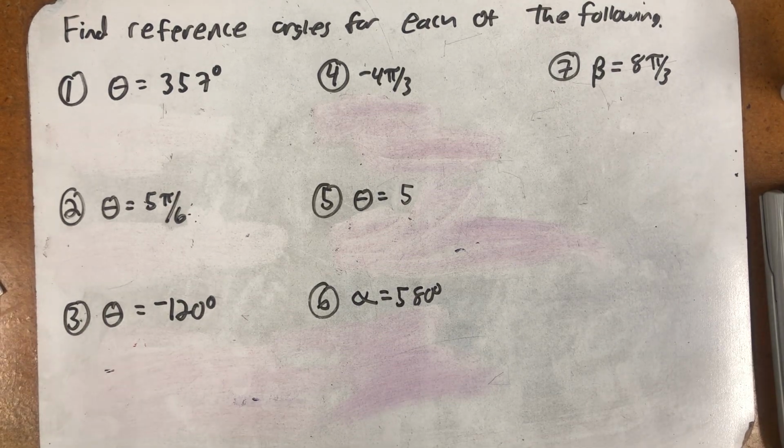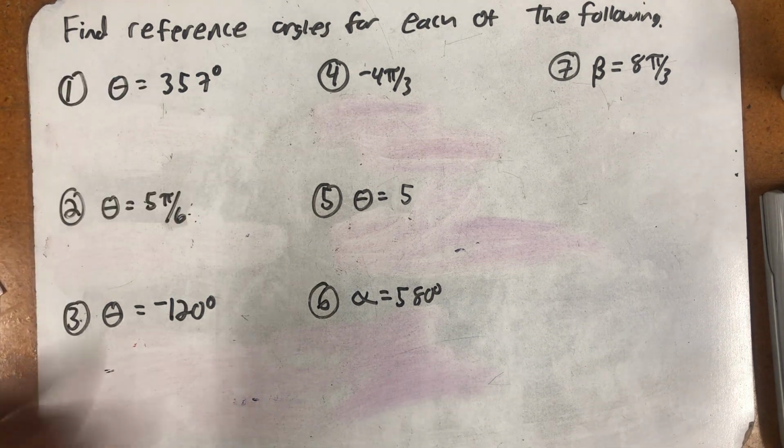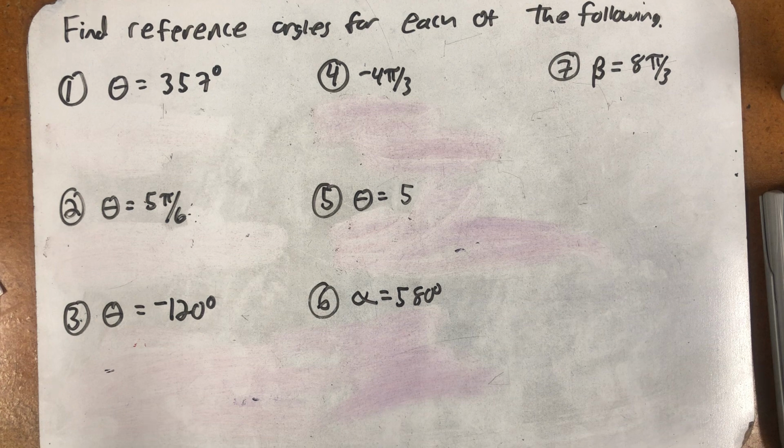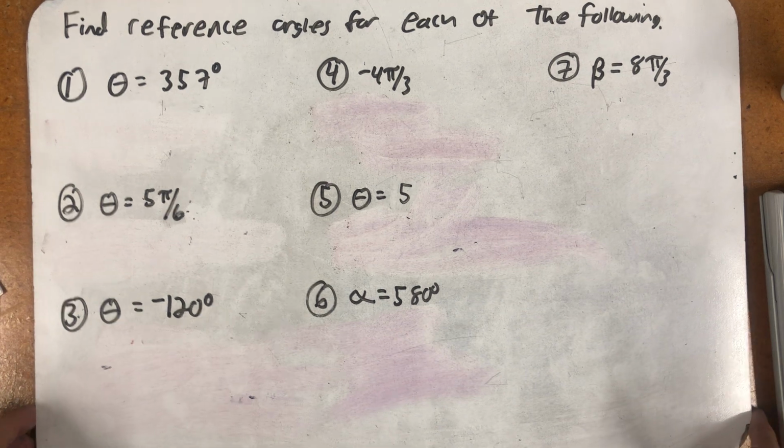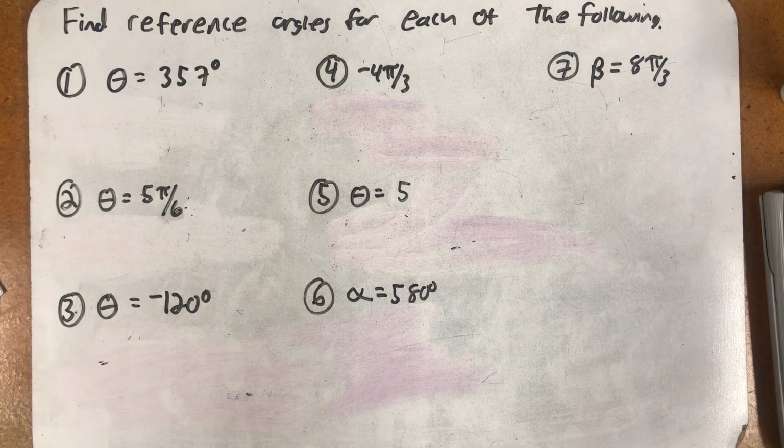We've been asked to find reference angles for these 7 examples. Just looking at them, you'll notice some of them are in degrees and some of them are in radians. If one of these problems starts in radians, we're going to answer it in radians, and if one of them starts in degrees, we'll answer it in degrees unless we're asked to do otherwise. What I like to do is just draw a picture of each angle, identify where the reference angle is, and then see if I can think of what that value would be.